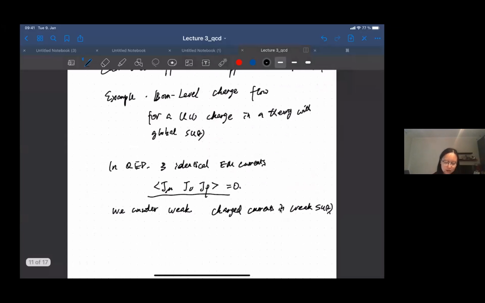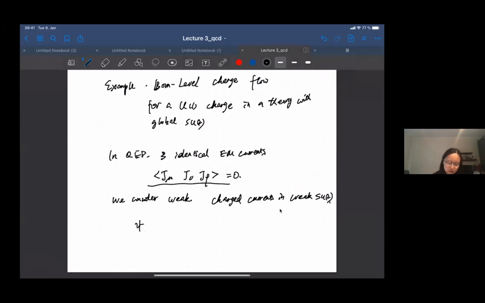If we consider charge currents in weak SU2, for the electromagnetic currents we simply have this J mu equals psi bar gamma mu psi. But for this charged weak current, induced by the W plus and W minus.